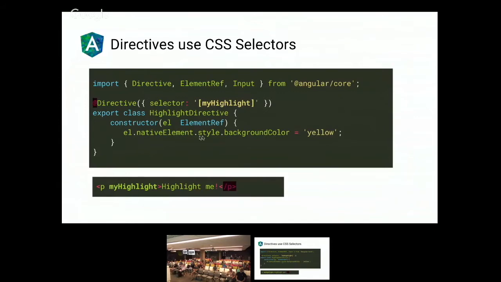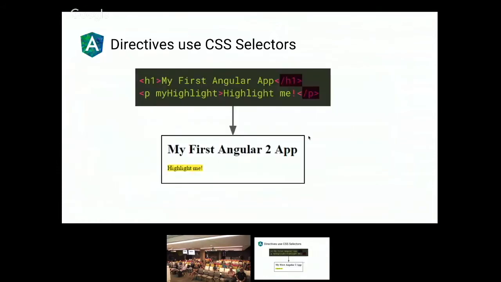And then here's an example of my template. This selector is an attribute selector, actually. So it's the brackets and then a word, searching for HTML elements with that attribute. In this case, I've given my paragraph tag the my highlight attribute. When Angular compiles, it's going to match that selector against the document. It's going to see there's a DOM element that matches that selector, and it's going to apply this logic to it. And this logic is to make the background color yellow, just highlight something.